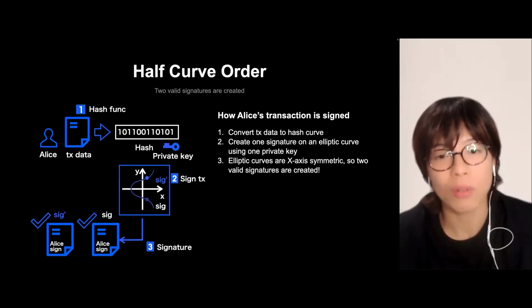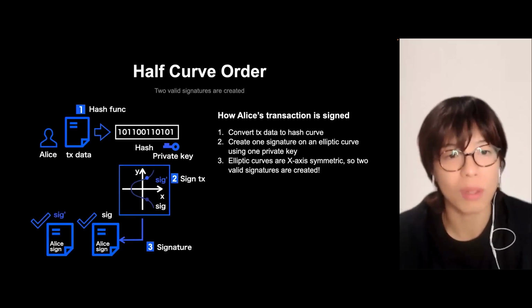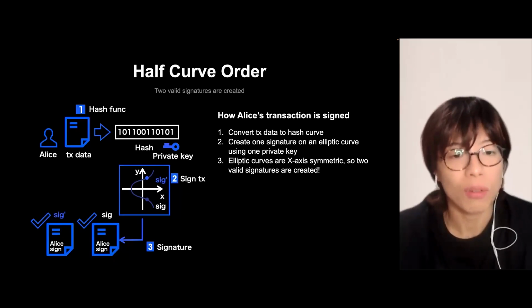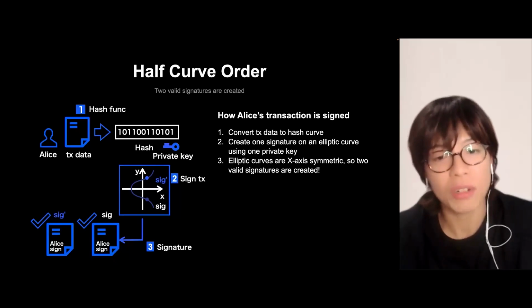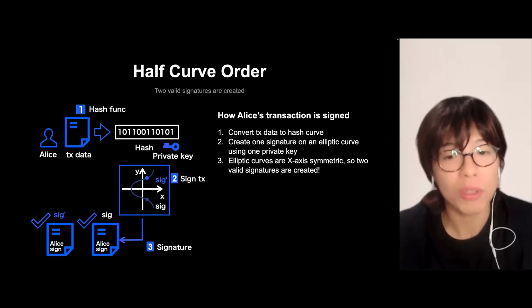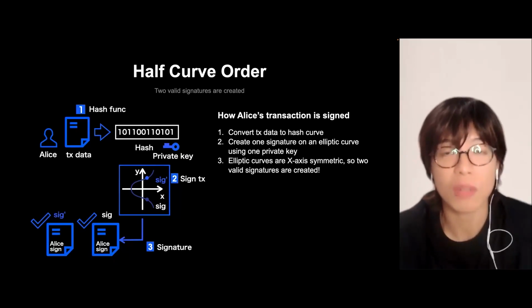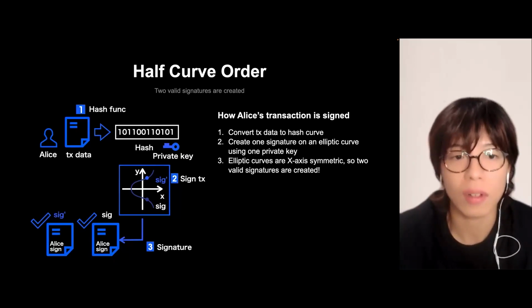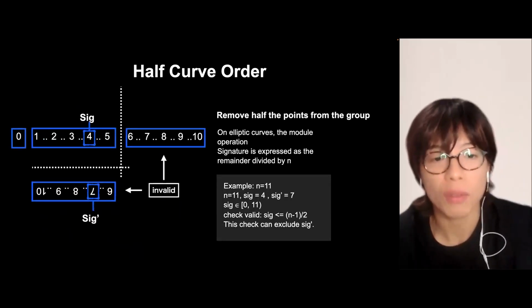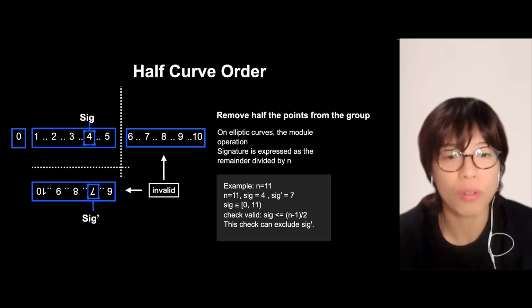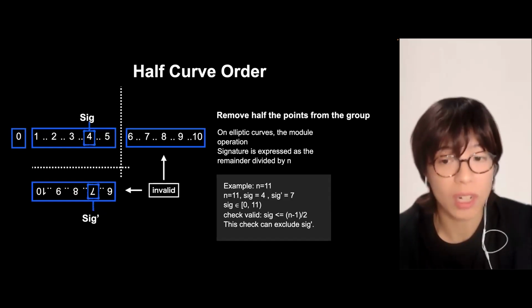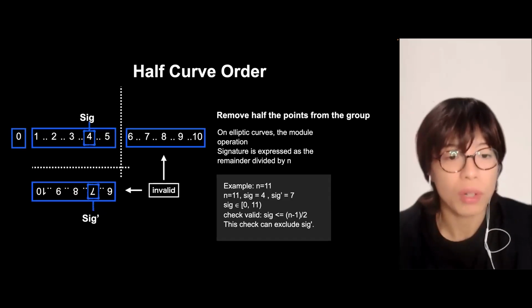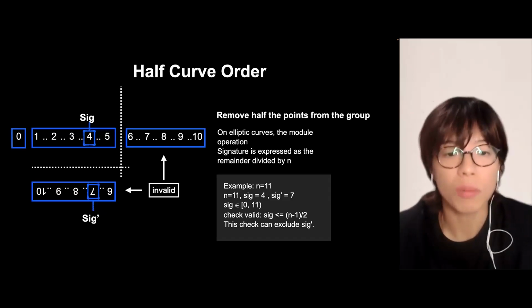A transaction generated by Alice will be converted into a hash value, and a signature will be generated based on the elliptic curve using one private key. Even without the private key there will be an issue, because it's possible to generate another signature. There is modulo calculation utilizing a prime number. This is the axis-based asymmetry. There will be a generation of two signatures.